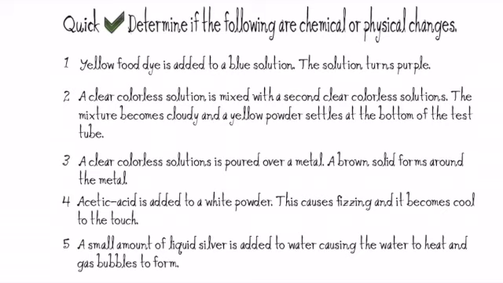Determine if the following are chemical or physical changes. Yellow food dye is added to a blue solution. The solution turns green. That's a physical change. A clear colorless solution is mixed with a second clear colorless solution. The mixture becomes cloudy, and a yellow powder settles at the bottom of the test tube. That would be a chemical change. A clear colorless solution is poured over a metal. A brown solid forms around the metal. That's a chemical change. Acetic acid is added to a white powder. This causes fizzing and becomes cool to the touch.